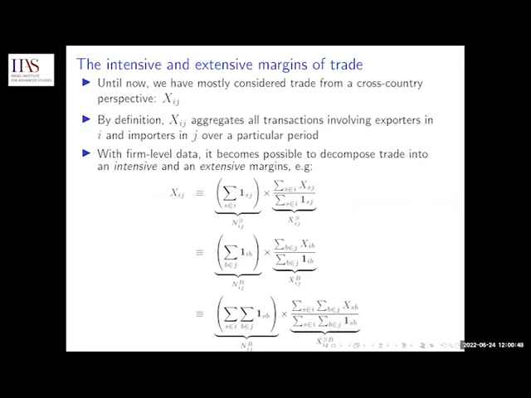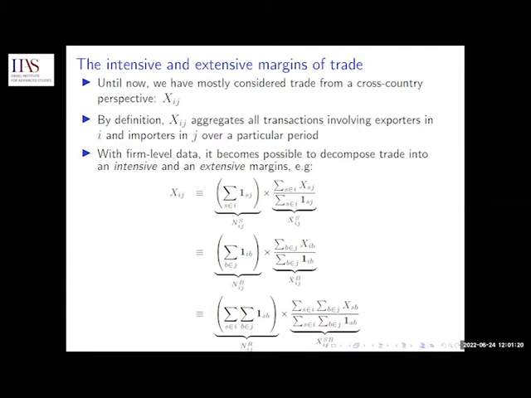Okay, so how do I want to think about the firm dimension based on what I've already done? Until now, we've mostly considered trade from a cross-country perspective, like exports from I to J. But by definition, this aggregate trade flow is aggregating all the transactions that involve a firm exporting from country I and an importer importing in country J over a particular period.